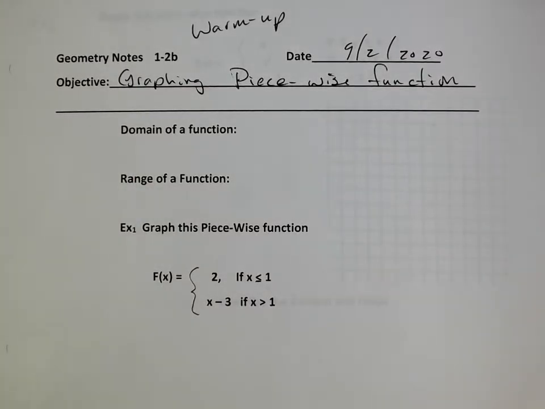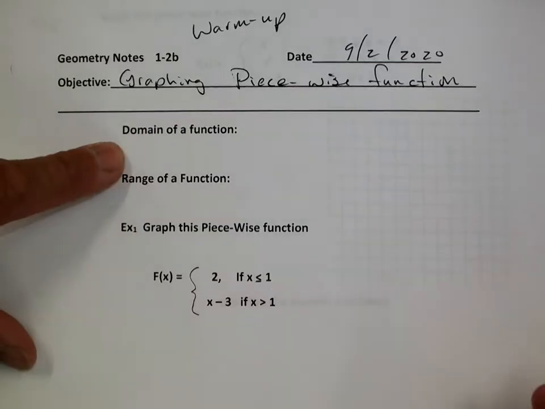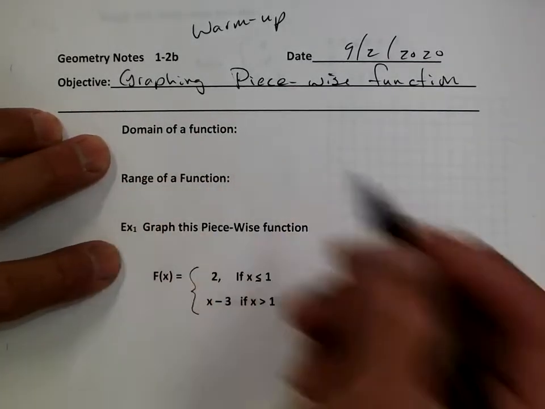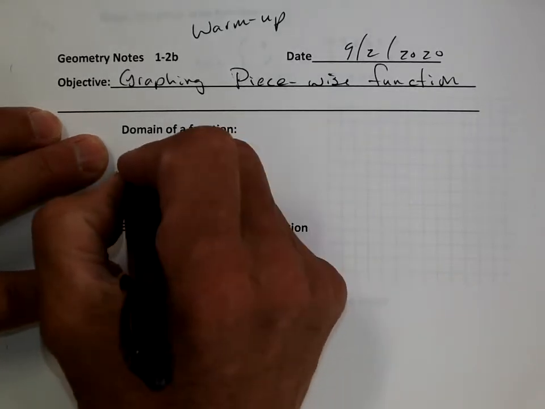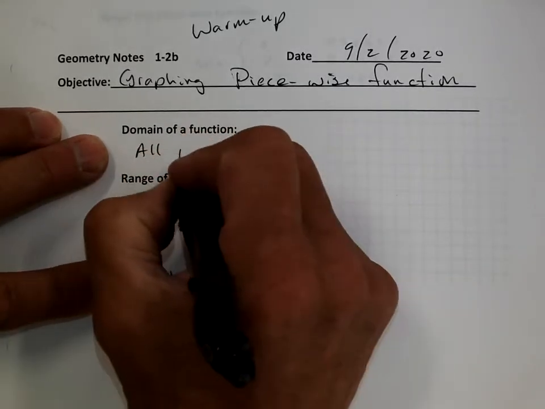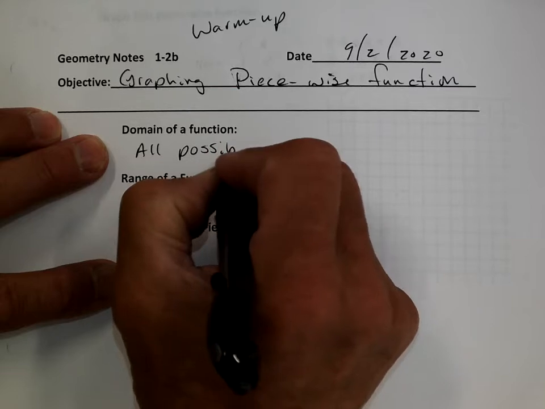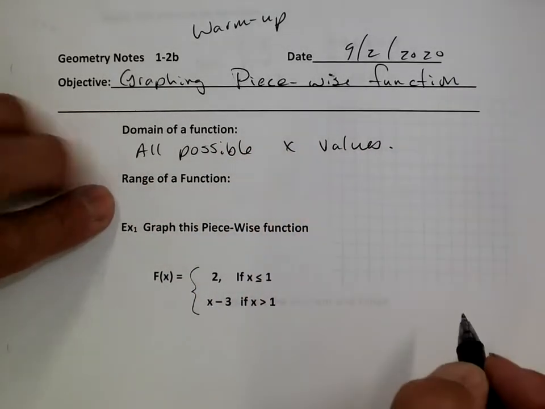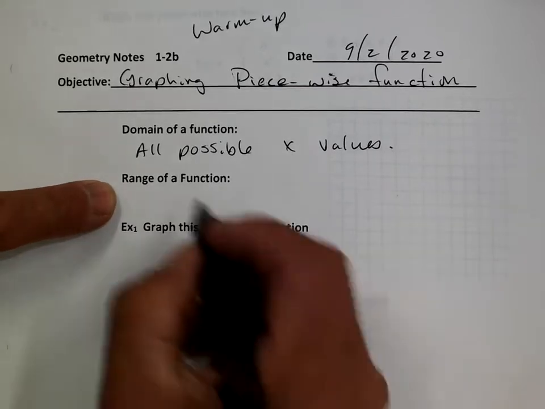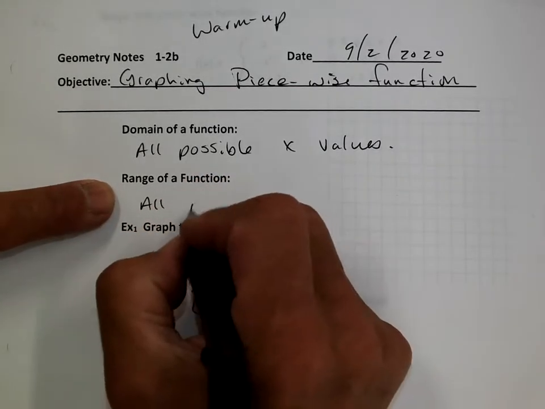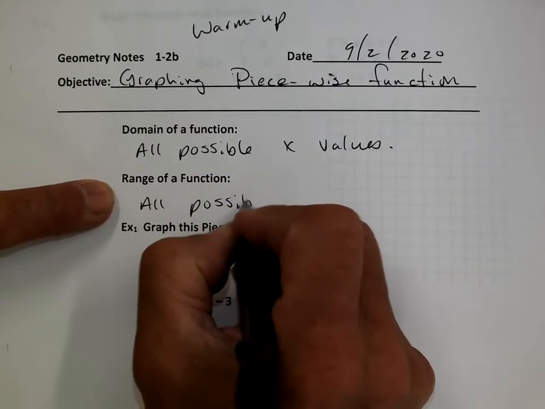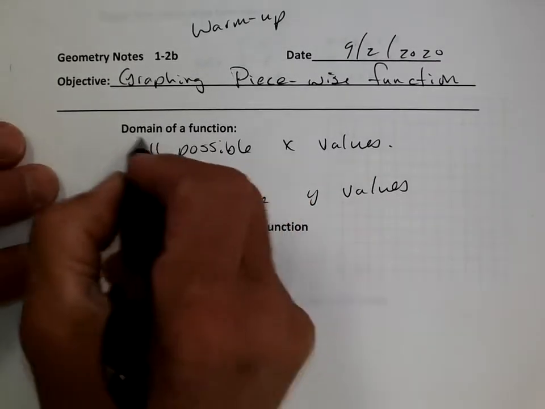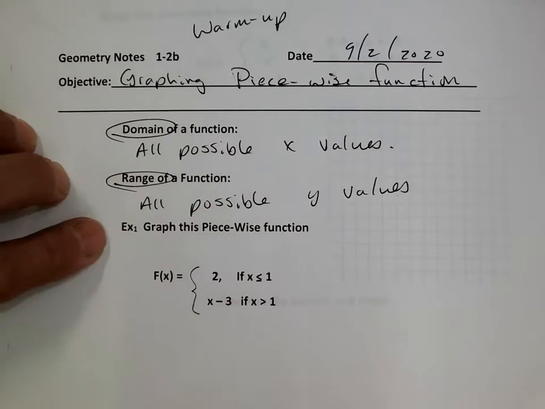So first of all, let's talk about domain. So we need to understand what domain and range are. We talked about this last year, but we're going to talk about it more specifically again. And we talked about it yesterday. Domain of a function is all possible x values, okay? And range of a function, again, we talked about this yesterday, is all possible y values, okay? And we're going to look at both of these in today's example, okay?